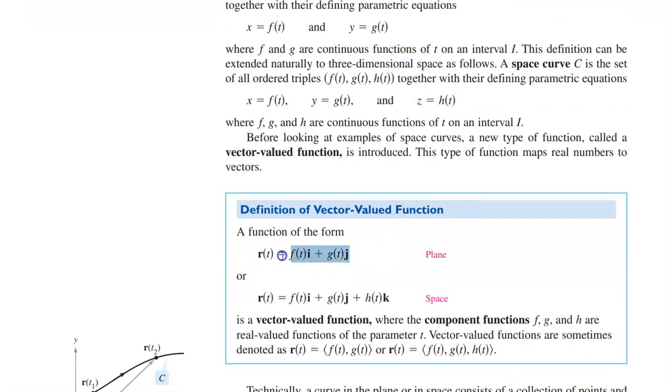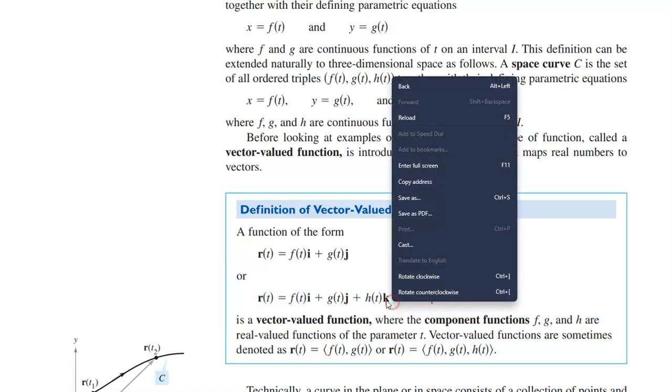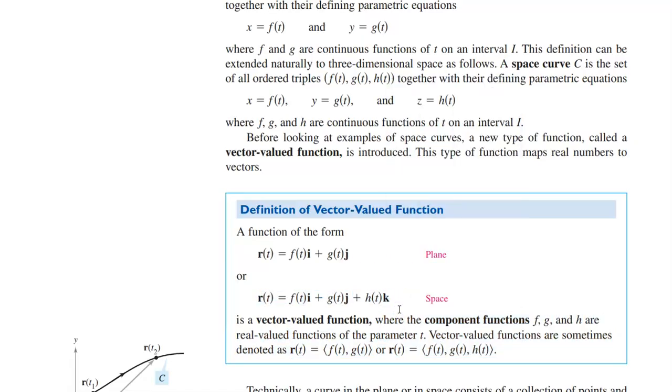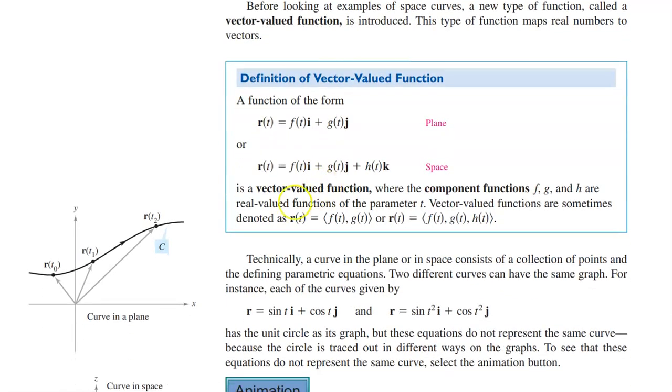And so in a plane, you'd have a function like r of t is f of t times i, which is a unit vector in the x direction, plus g of t j, which is a unit vector in the y direction. And when you're dealing with space, you just add the z dimension now, right? You're adding this one over here. And this is just a vector valued function. So instead of writing it like this, you can also write it in this form, with the different components within the angle bracket. That's another way of writing it. Exact same thing. They're completely interchangeable.